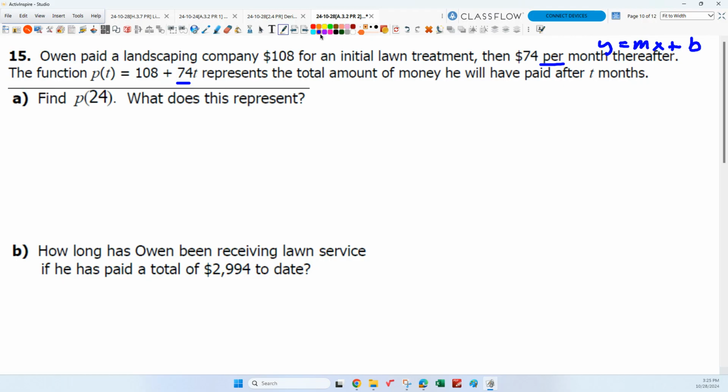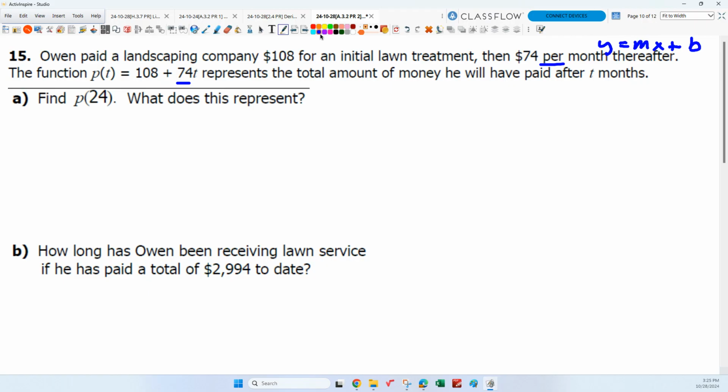108 plus 74 times 24. Describe it though. What is that? Peyton, what's that mean? P of 24, I don't want a bunch of math. I want you to tell me what quantity that represents in this application up here. P of 24, is that going to be an output or an input? Well, 24 is the input. What's P of 24? That's the output, right? That's the output I get when I input 24 into the function.